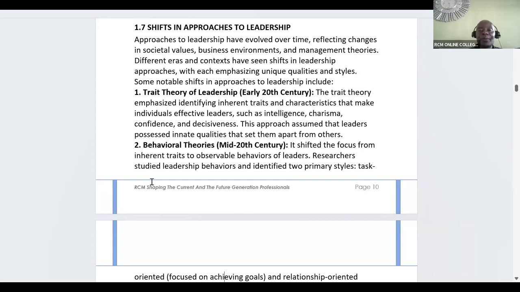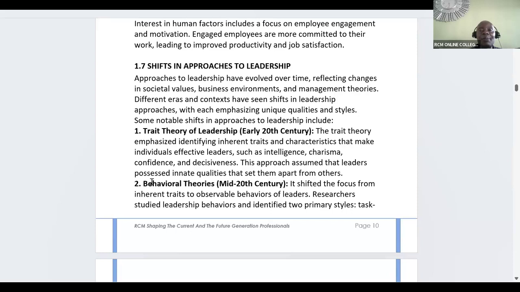Then we have shifts in approaches to leadership. We've come from very, very far. Remember, in those old days, we used to select leaders just by looking at their traits and characteristics. So, for example, somebody who is very, very tall automatically was taken as a leader. But later on, we were able to prove that people can be short and they still become good leaders. There are those people who naturally are, according to trait theory, supposed to be leaders, for example, somebody who is charismatic, somebody who is able to speak very well without training. But now things are changing. So I'll go through this very fast because of time.